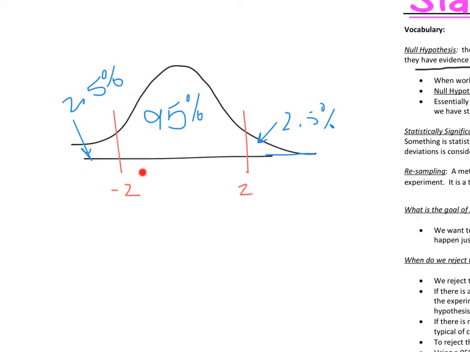We don't want to be here because this is the normal. This is the mere random chance area, because this is what would normally happen. Here and here, depending on what you're analyzing, would be considered the statistically significant regions.